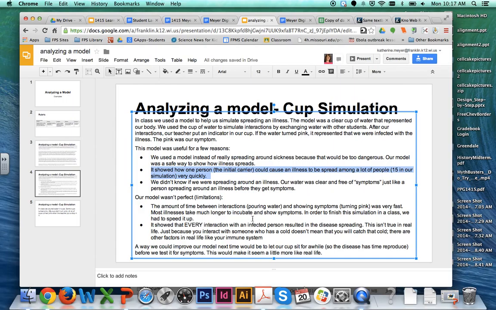When you come here on Wednesday to take your summative assessment, I will be giving you a writing prompt. And your self writing hopefully will look a little bit like this. And let me just go over what I did. Here's a little introduction where I explained what the model was. This was a cup simulation we did. You're going to explain your model. What did you make? Why did you make it?